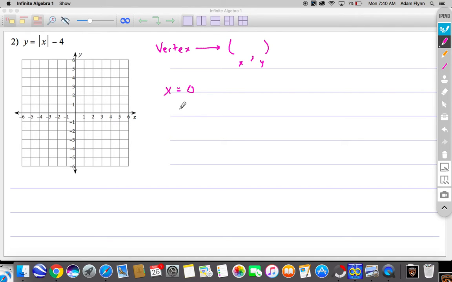And now we have to get x by itself. Well, this one works out pretty nice for us because x is already by itself. So we're going to take this 0 and plug it in for our x coordinate.